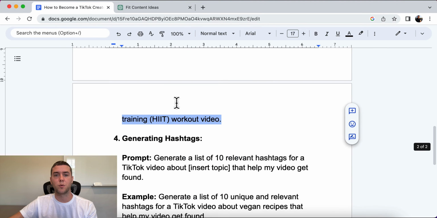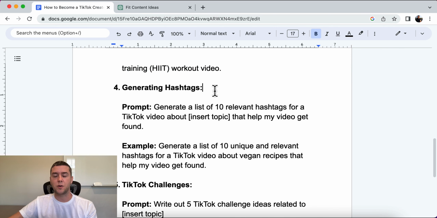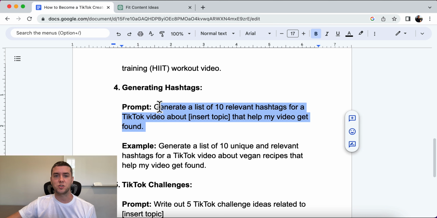All right, next one, number 4, creating hashtags. So hashtags are an easy way to be discovered for people to find what you're talking about in an industry or a topic itself. So the prompt is this: generate a list of 10 relevant hashtags for a TikTok video about insert your topic that helps my video get found. Okay, that's the point of these hashtags, is to get found by more people. So we have to utilize this to our advantage.